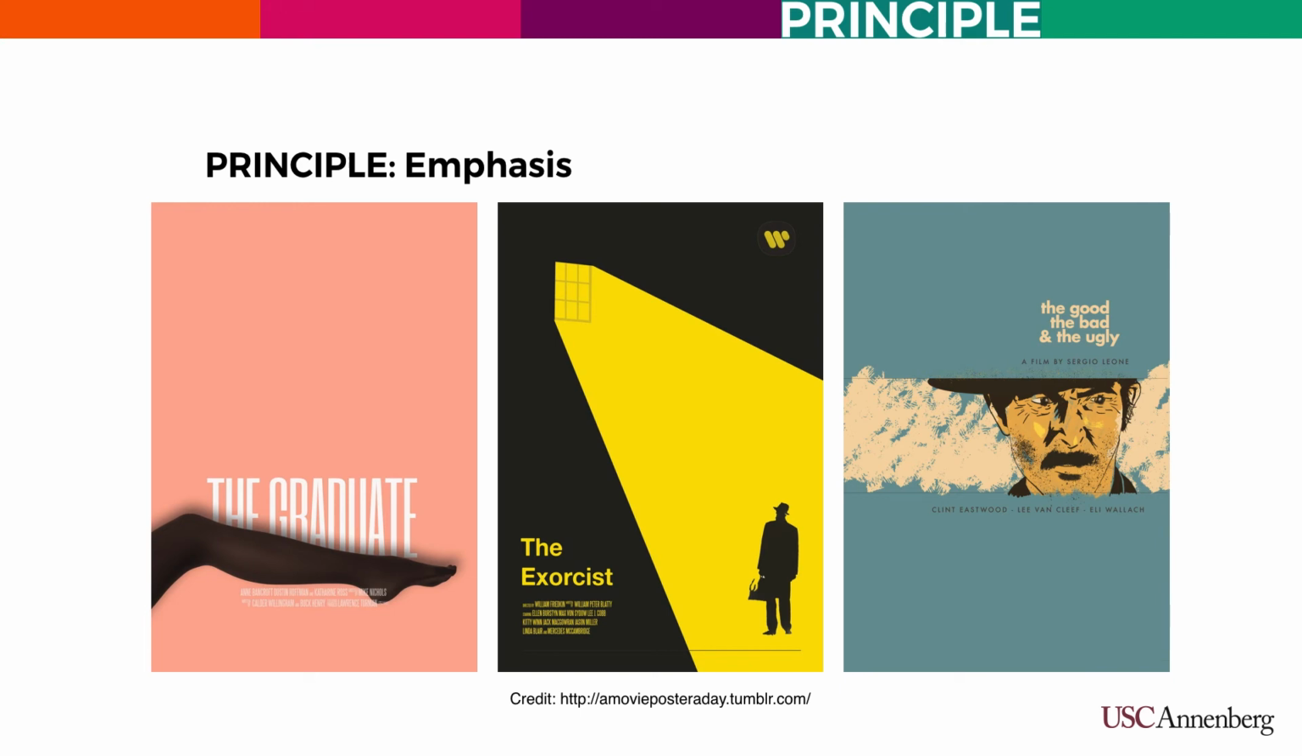The Graduate movie poster uses negative space and sizing to draw your attention to the title. The Exorcist poster uses color and contrast to draw emphasis on the character. Lastly, the Good, the Bad, and the Ugly poster uses texture to draw your attention to the character picture.